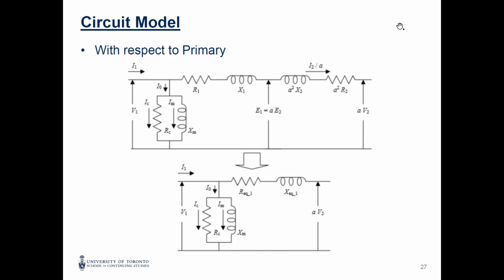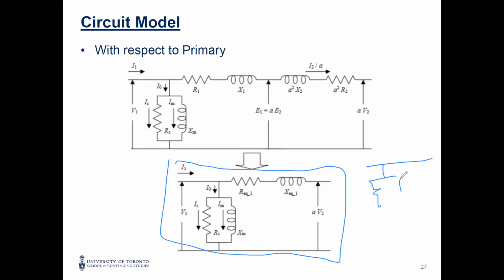So in the exam, this is what we are going to use, the approximate equivalent circuit for all the problems. When they ask for the approximate or the equivalent circuit of the transformer, it's like this. RC, XM, or you can put the JXM, R equivalent, JX equivalent. That's it.